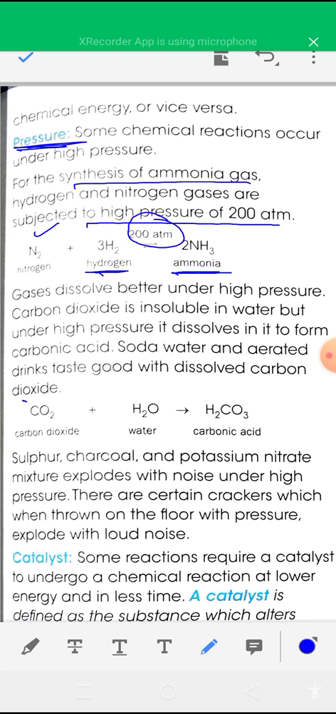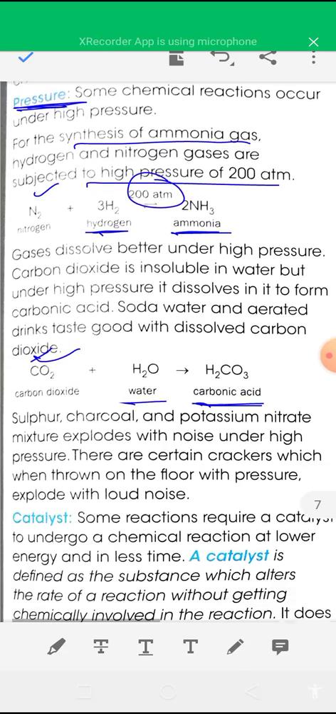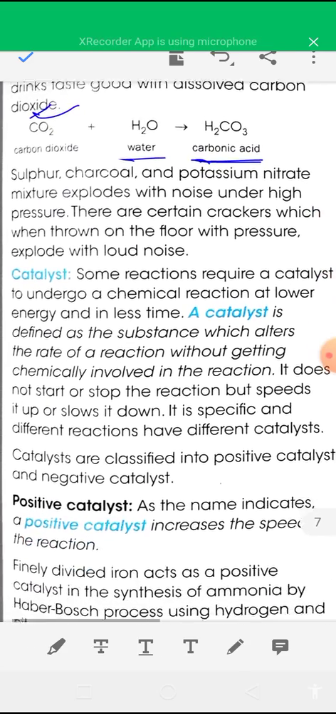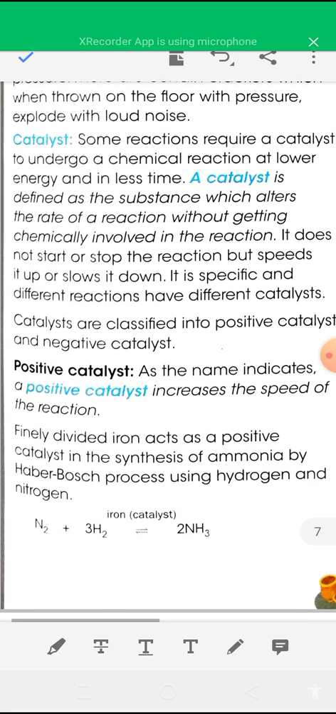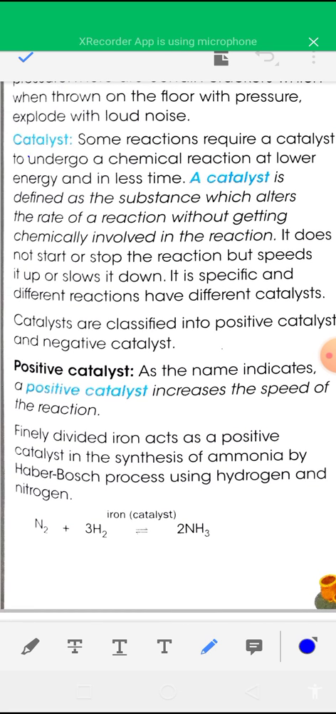Similarly, carbon dioxide gas is dissolved in water at very high pressure. In the presence of very high pressure, carbon dioxide gas dissolves in water to give carbonic acid solution. And catalyst is also an important condition.